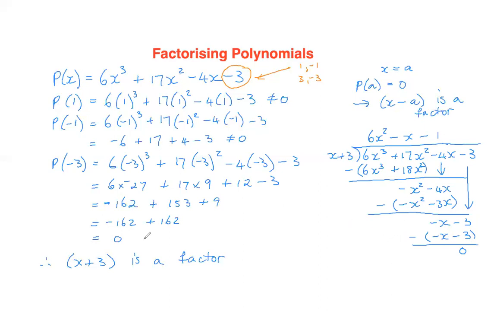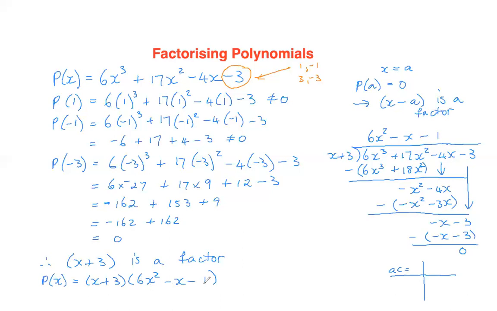So now what I can do from there is I'll just pop over here and I can say that P of x is equal to x plus 3 times that quadratic, 6x squared minus x minus 1. So now I'm going to do a little thinking here just to work out factorising my quadratic. If you've gone a bit rusty on factorising quadratics, I have another video that would help you with that as well. But for now, what I normally do is do a little table to help with the thinking.